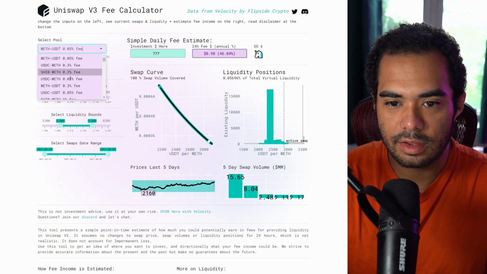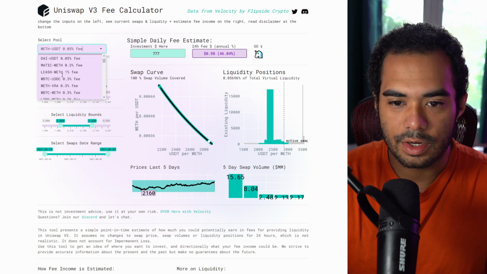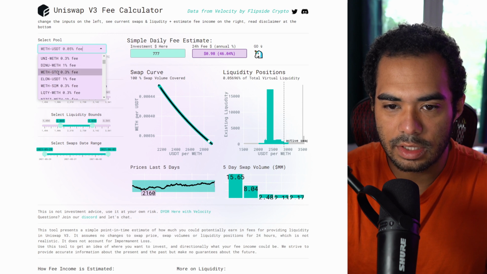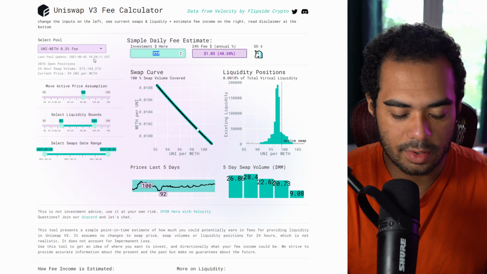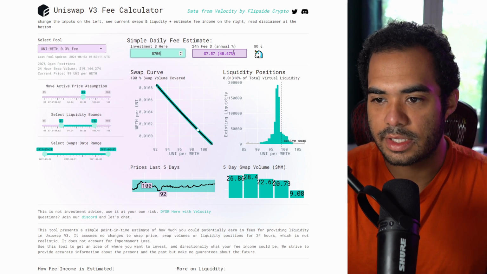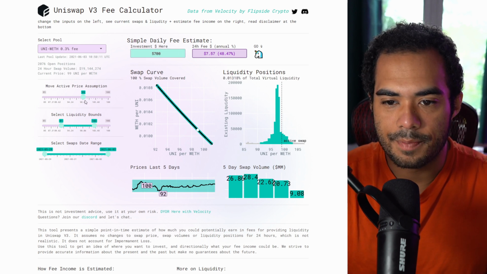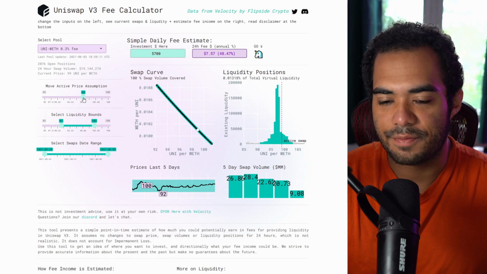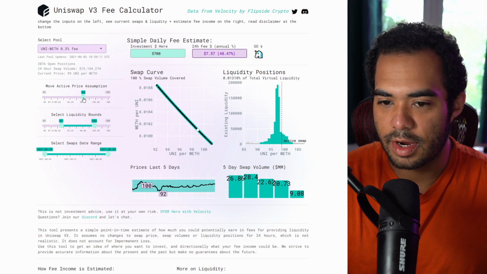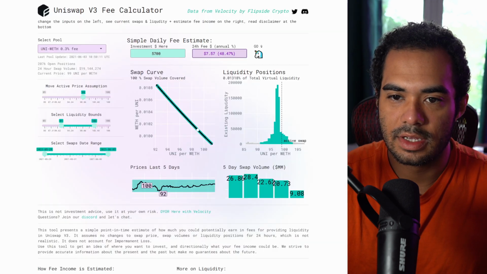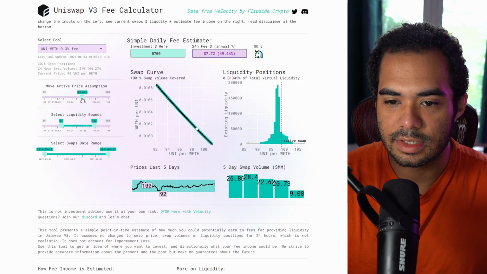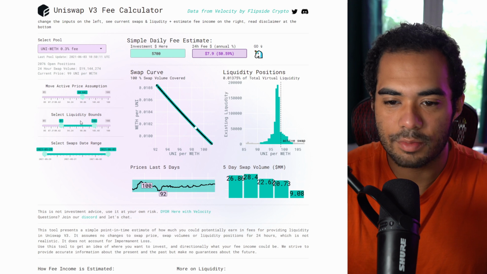As you can see, you want to select the pool. We're going to go to Uni ETH. Bam. We're going to set the investment number here. We're going to put in 5,700. That's how much I have right now. Now this says active price assumption. This is essentially where the price currently is at. According to this, the price is at 98.6. We can just leave it at 99, but we'll make it more accurate, 98.6.